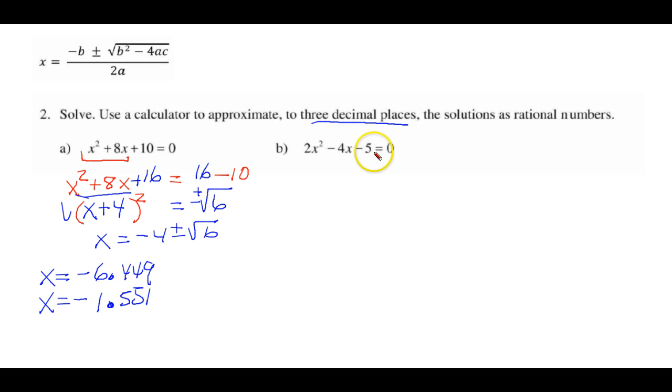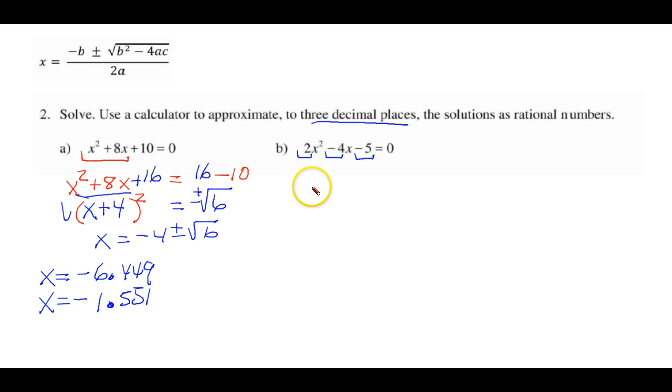Now in letter B, as we look at it, does this look like a good candidate for completing the square? And the answer is no, because of this fraction. Remember, you'd have to divide everything by 2, and we did one like that. Very tedious. So here, the quadratic formula would come in very handy, identifying your A, your B, and your C.